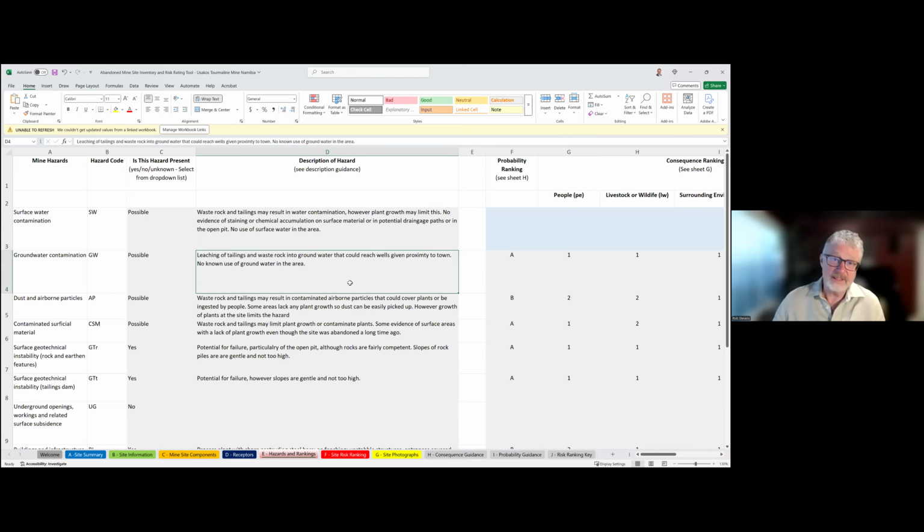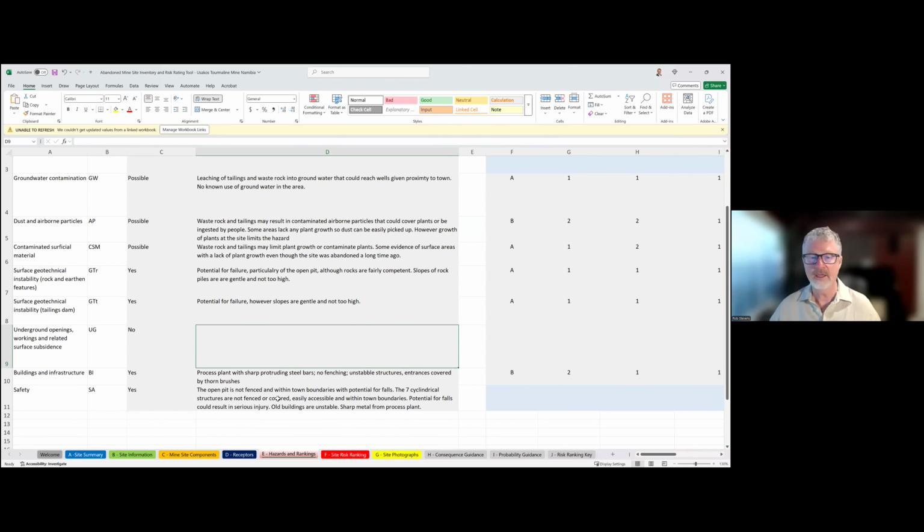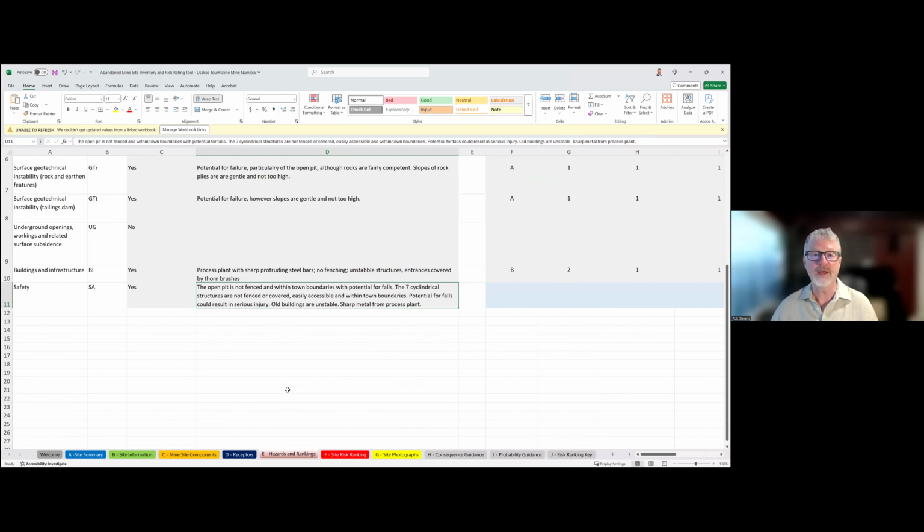Groundwater: we're saying leaching of tailings and waste rock into groundwater could reach wells given the proximity to the town, but we don't know of any use of groundwater in that area. Now, just for the sake of time, I'm just going to skip through some of these, but again, we would add our information on the different parts of the site. And I want to go all the way down to this last one here.